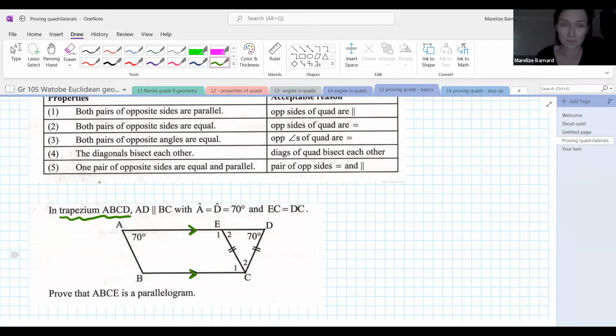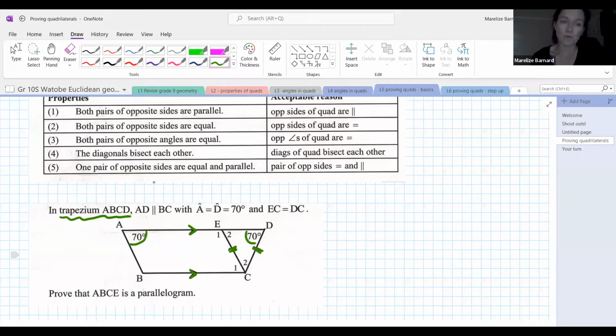For instance, it says angle A is equal to angle D, and that's 70. Okay, so that's also given. These two angles are 70 degrees. And EC is equal to DC. Okay, and ABCD is a trapezium.